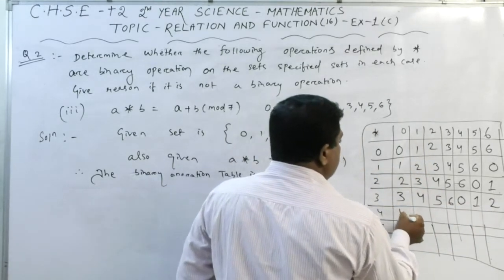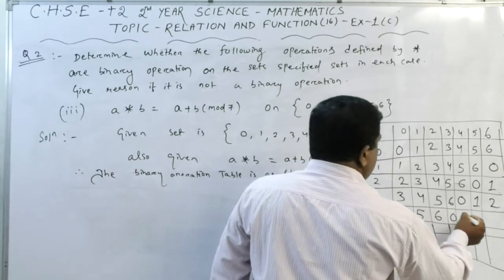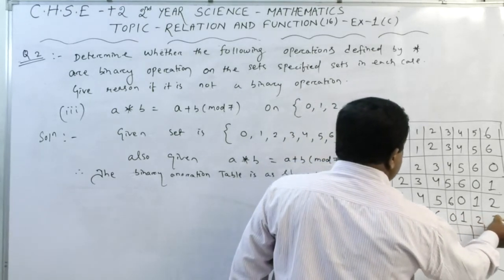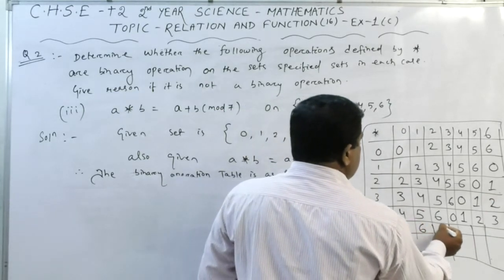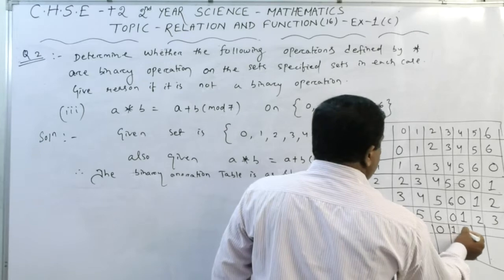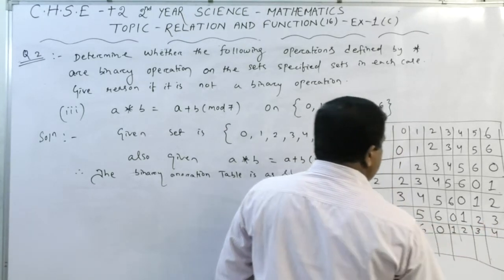4 star 0, it is 4, it is 5, it is 6, it is 0. Then this is 1, this is 2, this is 3. For 5, it is 5, it is 6, it is 0, then it is 1, then 2, then 3, and it is 11. So the remainder is 4.